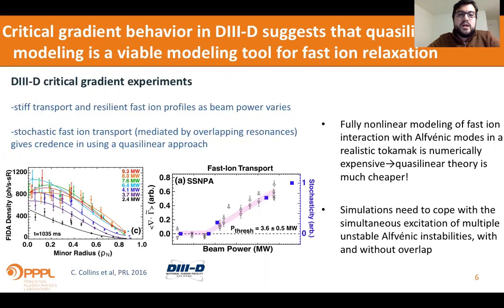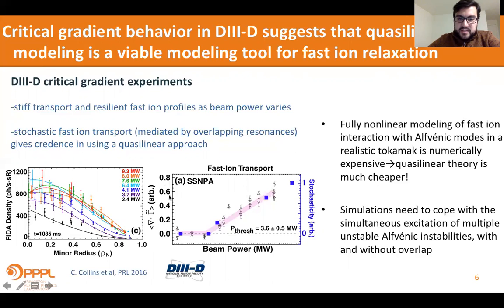experiments in DIII-D. And they had very interesting observations. What is plotted here on the left is the fast ion D-alpha diagnostic that infers the density of fast ions versus minor radius for several beam powers. And what is interesting is that as the power is increased, the density builds up gradually, but then there is a threshold above which you keep injecting more power, but you don't get a taller profile for the density.